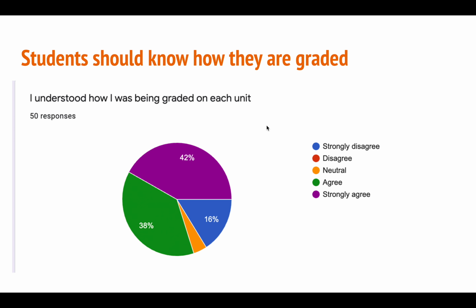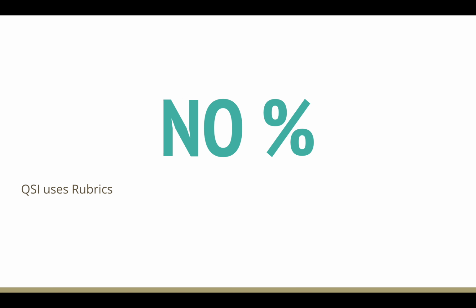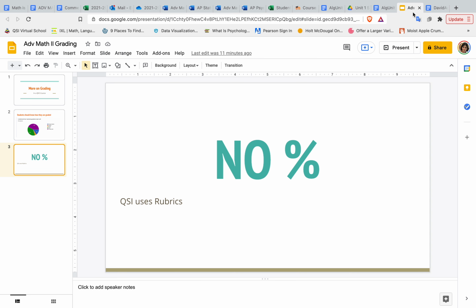So I'm going to go over a little bit today, and then if you have questions, you can always send them to me. The biggest thing with QSI is there are no percentages. It's not like you're going to get an 80 or 90% or whatever. We're going to use a rubric. So let's look at your rubrics.